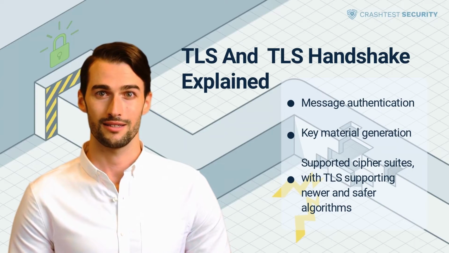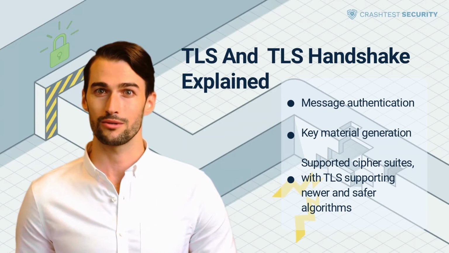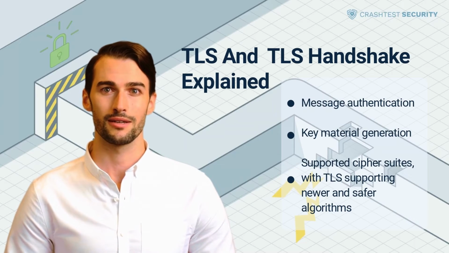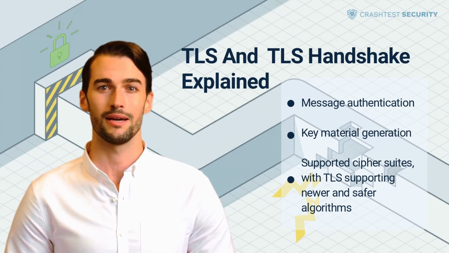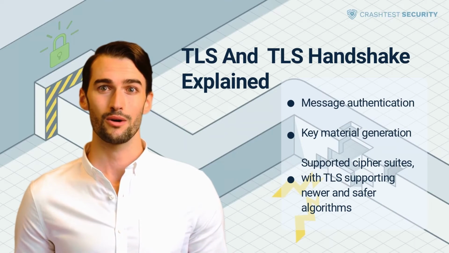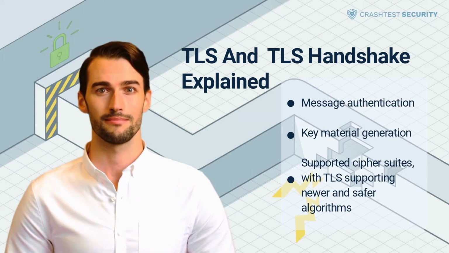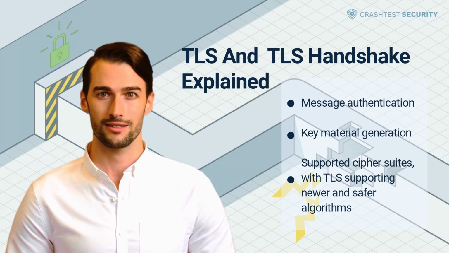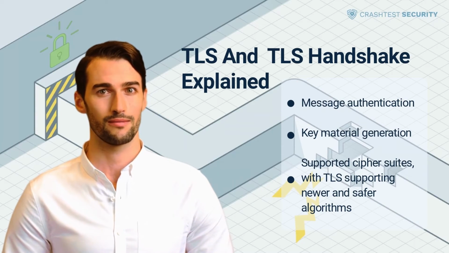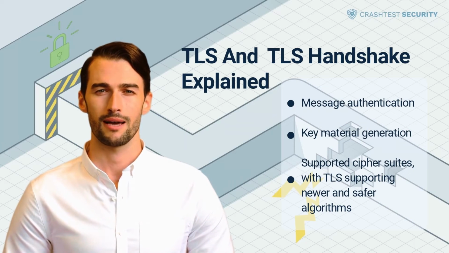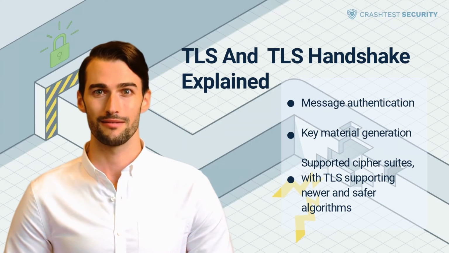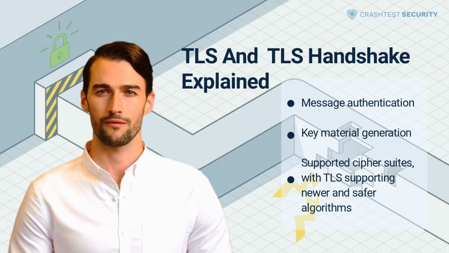TLS evolved from SSL and has largely superseded it, although the terms SSL and TLS are mostly associated with one another. Key differences between SSL and TLS that make TLS a more secure and efficient protocol are: message authentication, key material generation, and the supported cipher suites, with TLS supporting newer and safer algorithms. TLS and SSL are not interoperable, although TLS currently provides backward compatibility to connect with legacy systems. Browsers like Chrome, Safari, Edge, etc. handle the display of older TLS protocol versions differently.